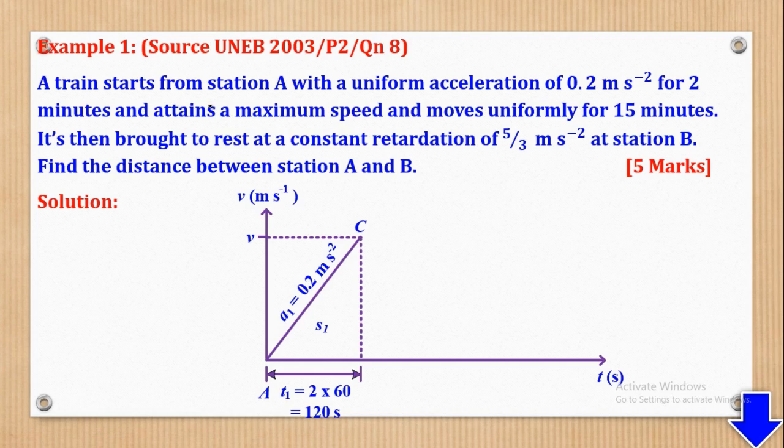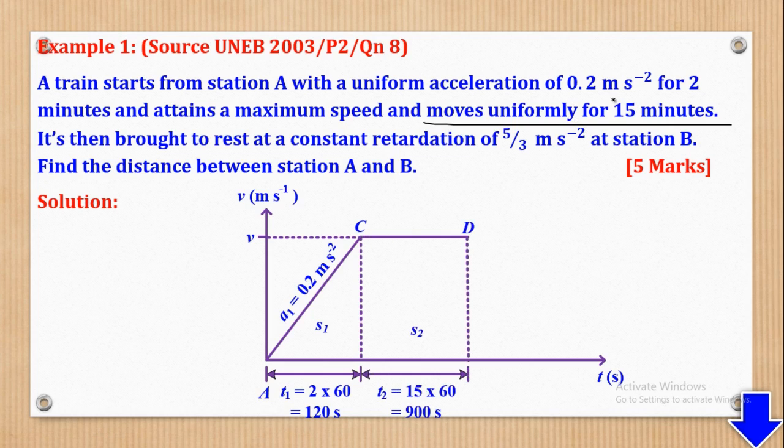Next they said it attains a maximum speed, so this maximum speed will be V, and moves uniformly for 15 minutes. So that is uniform velocity, and we shall show it like that. It takes 15 minutes, so you have to convert 15 to seconds by multiplying by 60. So 15 by 60, I'll come up with 900 seconds. So this will be the time taken during uniform velocity, and S2 will be the distance traveled during uniform velocity, which is equal to the area of this rectangle.